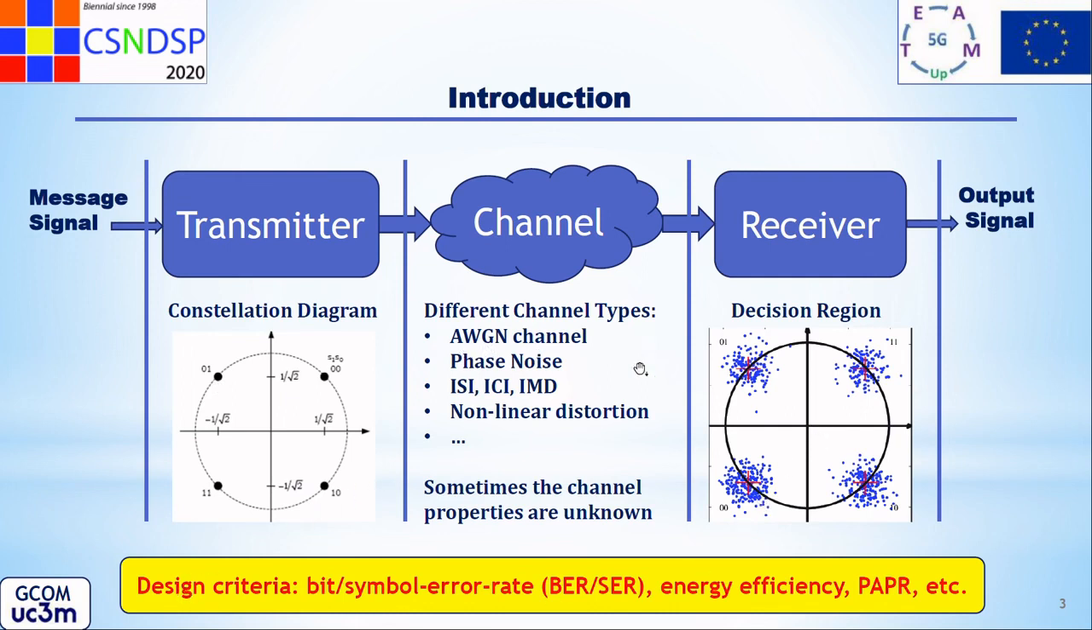In order to design the constellation diagrams and the decision regions given the different channel types, we follow different design criteria. Can be the bit or symbol error rate, the energy efficiency, the peak to average power ratio, etc.